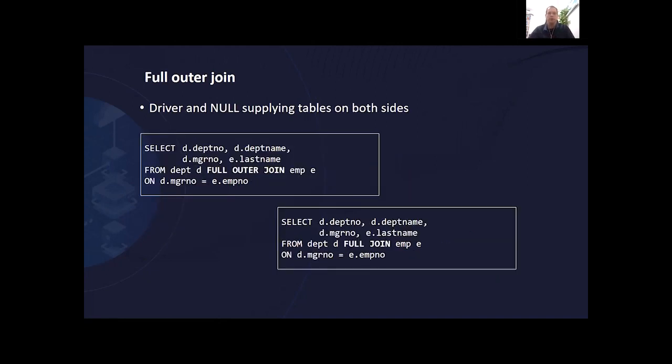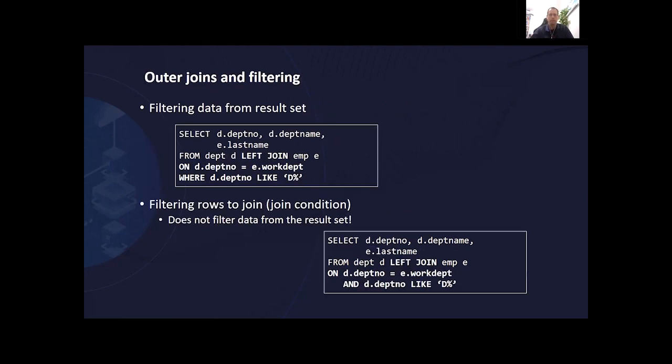Full outer join is different because the driver and null supplying tables are on both sides, in fact. You see the syntax is using full outer join here, or in short, full join. And I'm just matching on the employee number and manager number. Okay, so that was a quick walkthrough on those types.